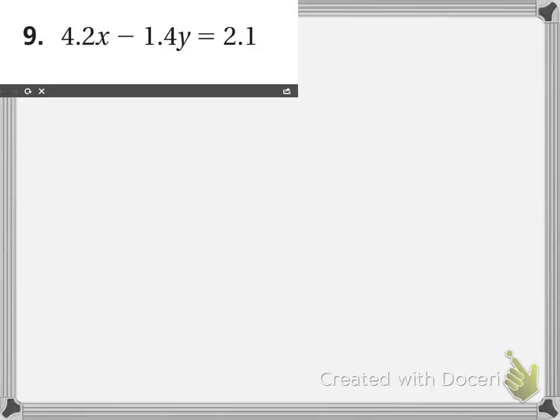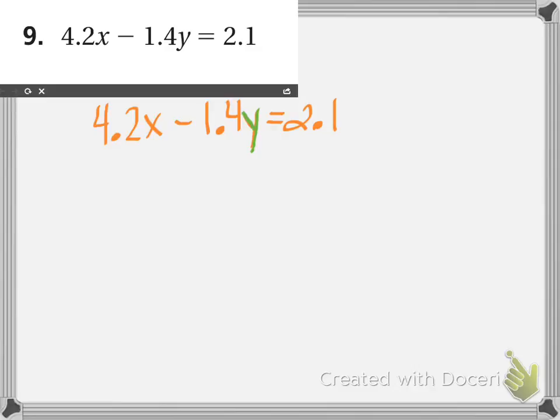Number 9 may have looked intimidating to you because it has decimals, but it's the same exact concepts that we've been doing, same rules. So we have 4.2x minus 1/4 y equals 2.1. As in the other problems, the directions told us that we're solving for y.